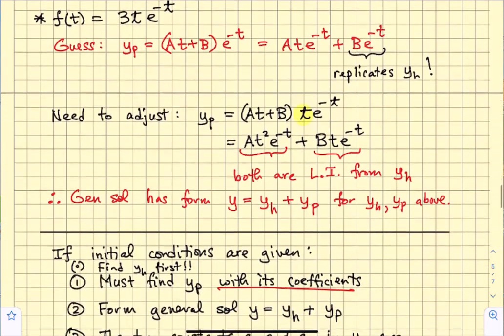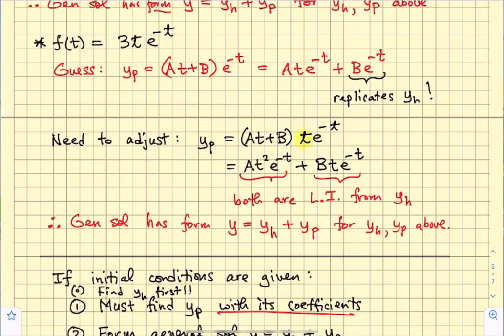Okay, so we need to adjust. We'll take our original guess and adjust by multiplying it by t. We checked and there's no replication here. So it turns out that this will work to find us a yp. Once again, our general solution to the non-homogeneous problem will have the form yh plus yp, for the yh that was above in yellow, and this needs to be our yp. You could either write it like this or like this, but this would be the form of our yp. Keep in mind, to actually find the yp, you would need to do the method of undetermined coefficients to nail down the values for a and b.